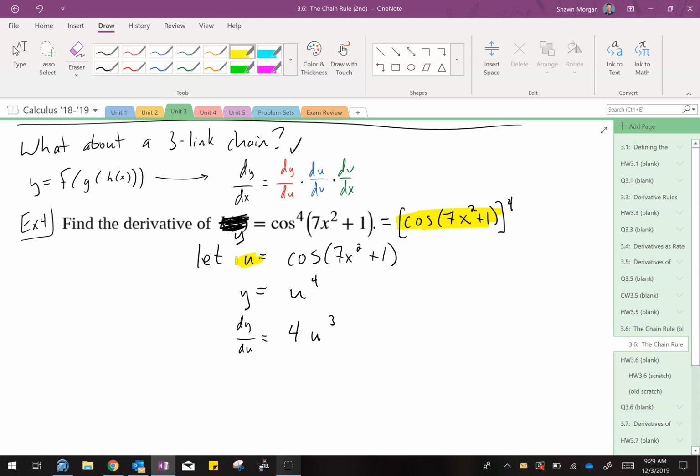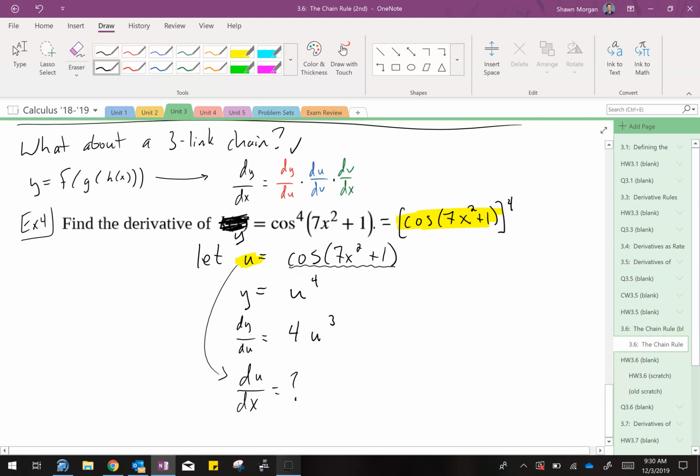The second step would be to say, okay, where's my black pen at? There we go. All right, second thing would be to say, okay, well, what is the derivative of u with respect to x? Well, I don't know that just yet. I'm trying to differentiate cosine, but there's a function inside of that cosine.